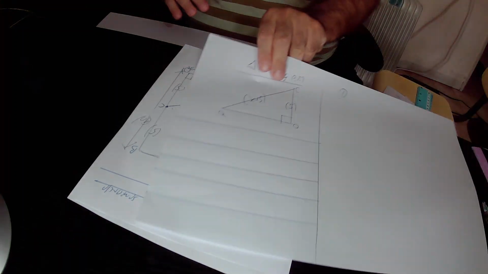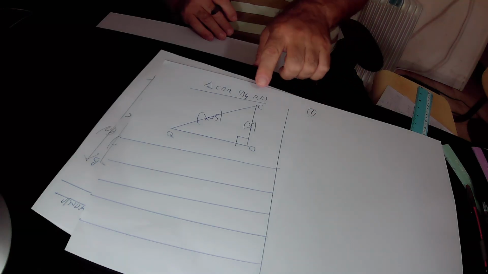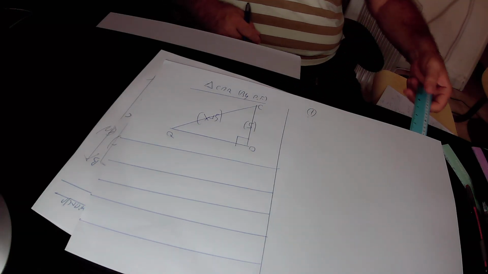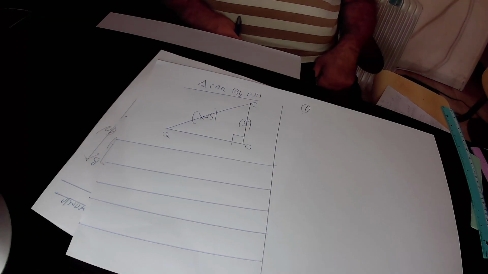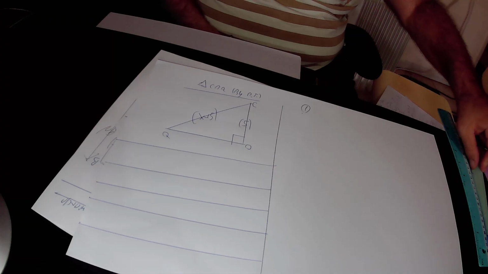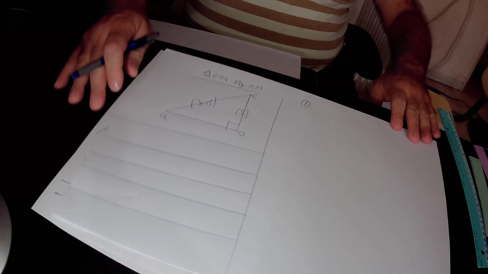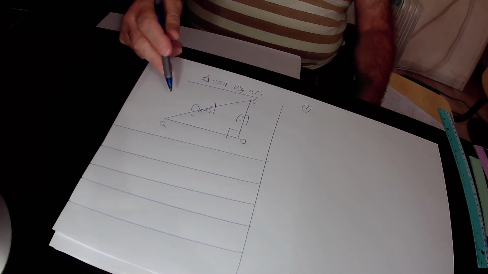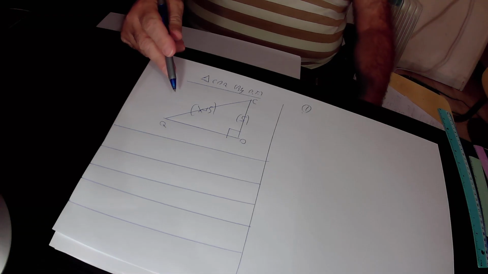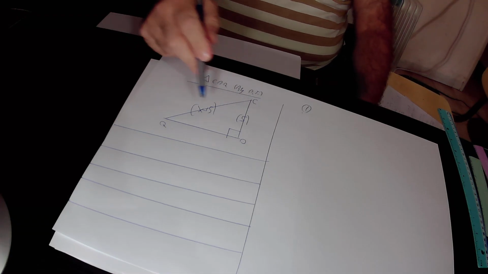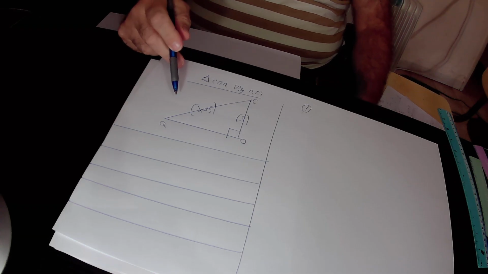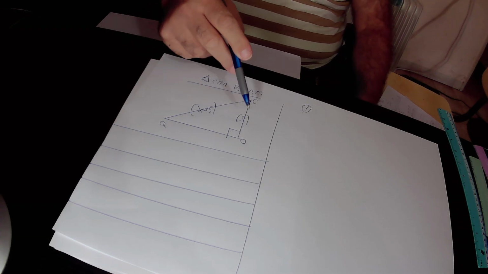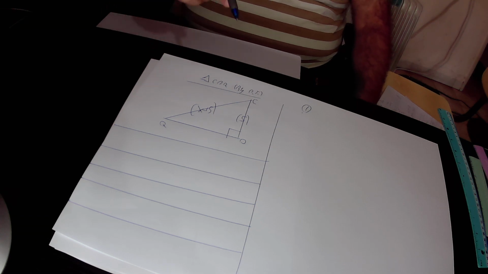So actually, this is the right triangle COQ that I copied from the original drawing. In this right triangle COQ, according to the Pythagoras theorem, in any right triangle, the square of the hypotenuse equals the sum of the squares of the perpendiculars. So in this right triangle COQ, CQ squared, that is the square of the hypotenuse, equals CO squared plus OQ squared.